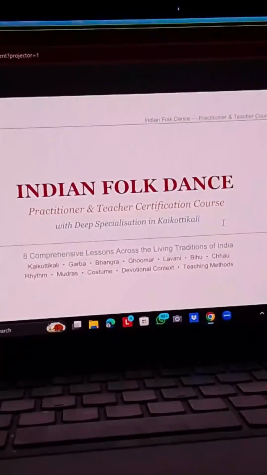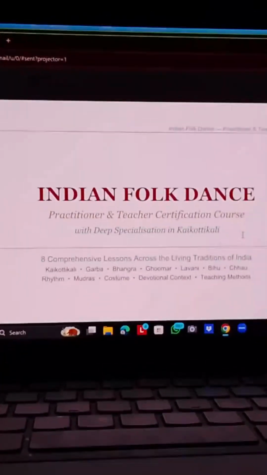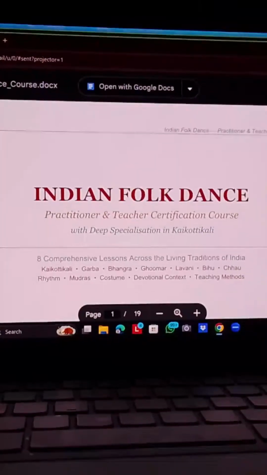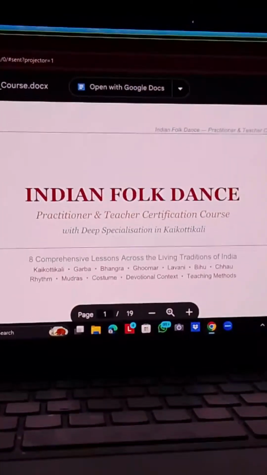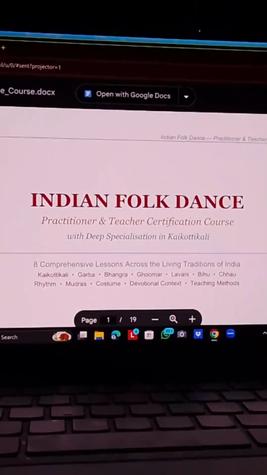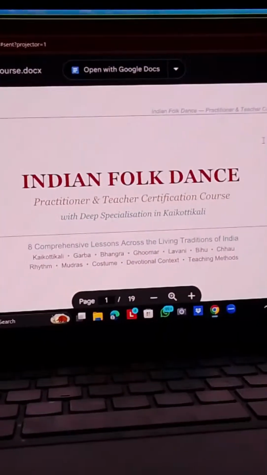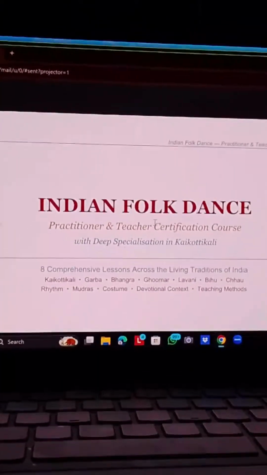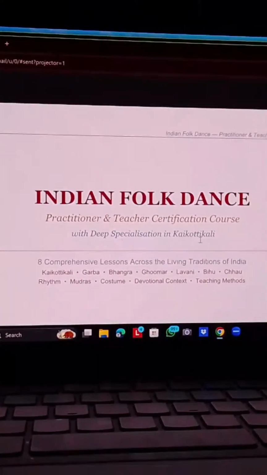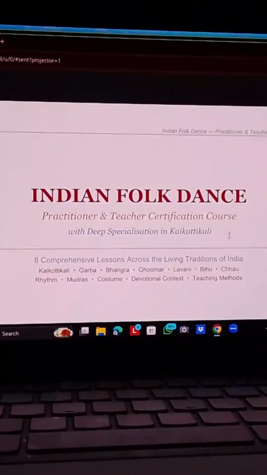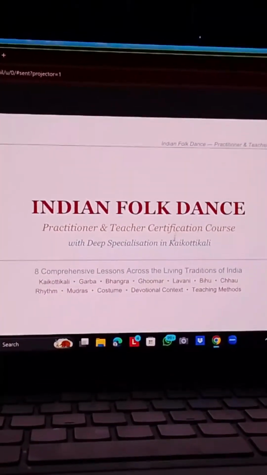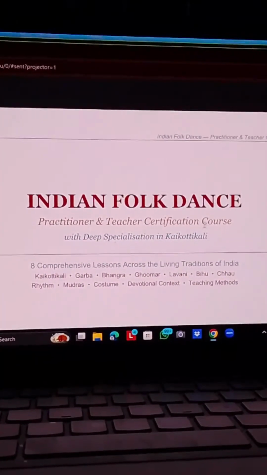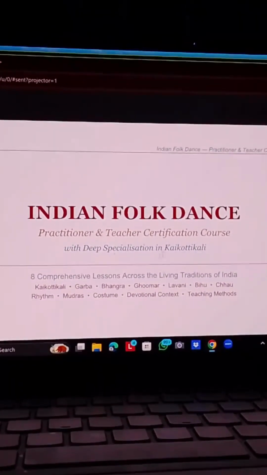Indian folk dance and other courses here I have for you. These are introductions for you of the different courses I have. This is a practitioner and teacher course. So here we'll be seeing deep specialization in Kaikottikali. Kaikottikali is my personal favorite from Malayali dance, folk dance from Kerala.